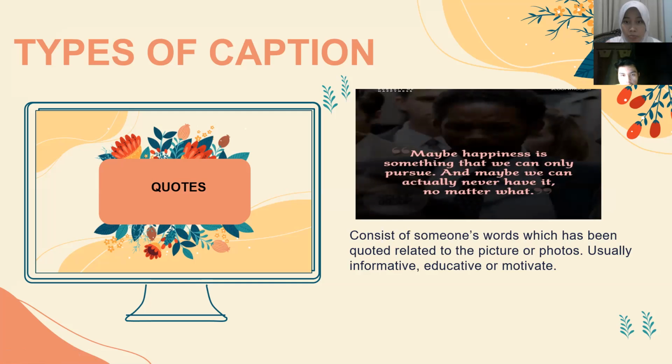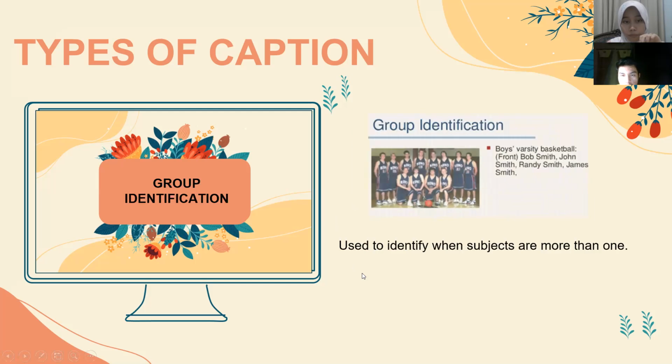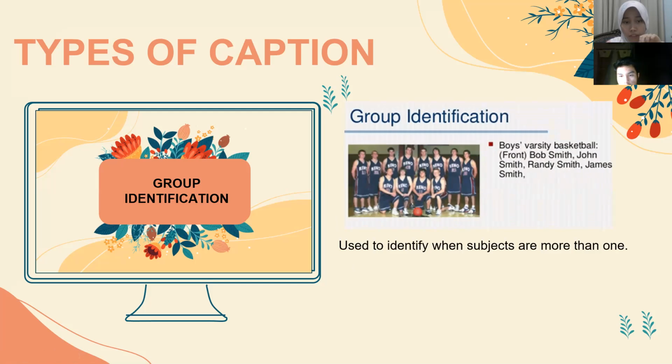Quotes. Quotes consist of someone's words, which has been quoted related to the picture or photos, usually informative, educative, or to motivate. And then we have identification bar. This caption only mentions the subject in a certain picture. And then we have group identification. This caption is used to identify when subjects are more than one.